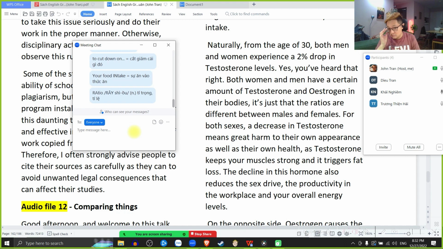For both sexes, a decrease. It's a noun. A decrease. Nhấn đầu. Danh từ hai âm nhấn đầu. A decrease in testosterone means great harm to their own appearance, as well as their own health.